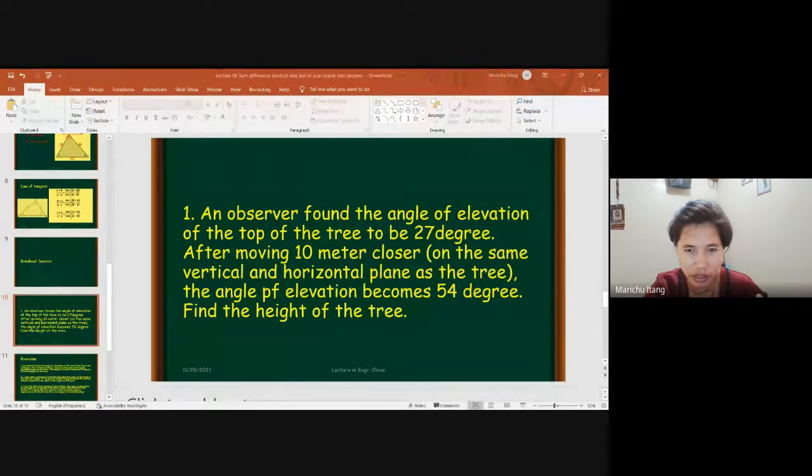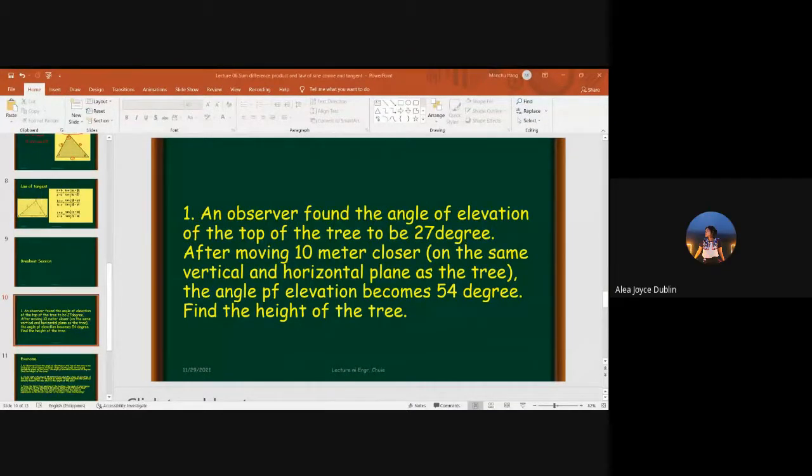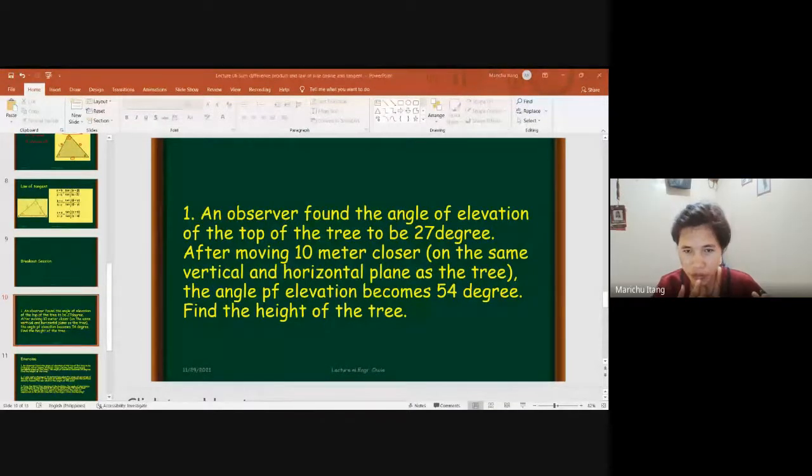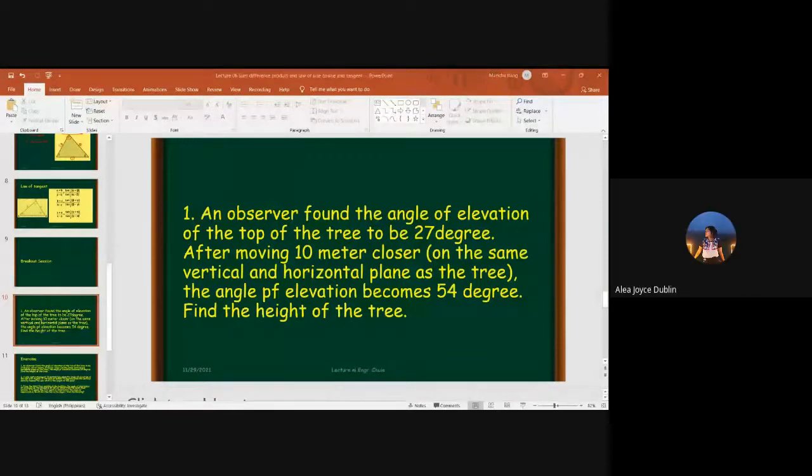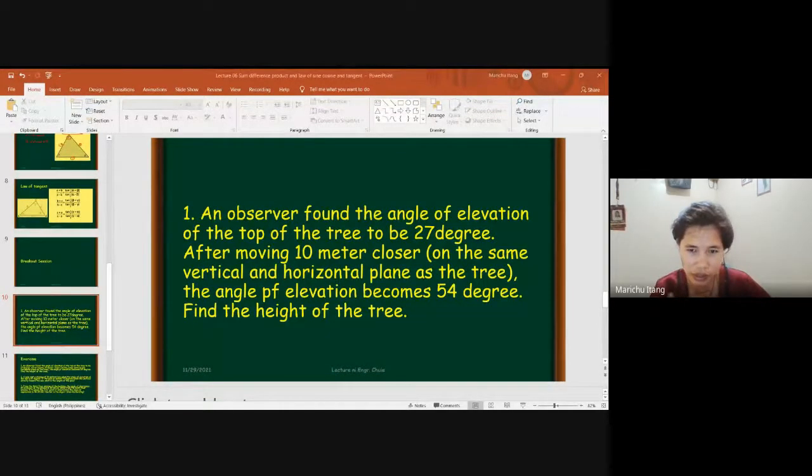Dublin is raising her hand. Yes, Miss Dublin? Okay, you are going to solve problem number 1. Can you try to solve this problem? Yes, ma'am. Take a screenshot first so that I can proceed to the next group.